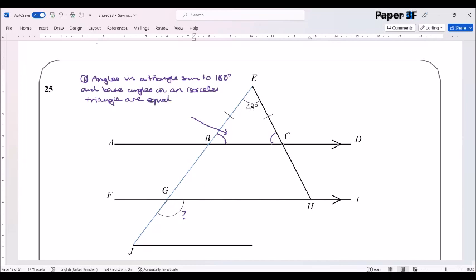Okay, so first thing we're going to do is write down that we've got 180 minus 48 is equal to 132. And then we're going to do 132 divided by 2 is equal to 66. So 66 degrees there and 66 degrees there. So 66 and 66.